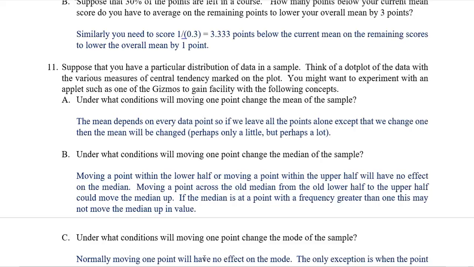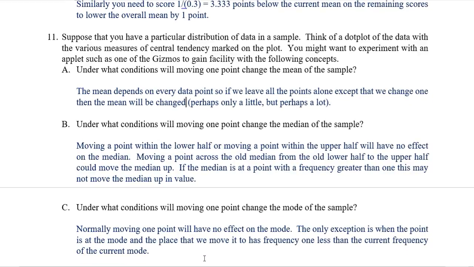Under what conditions will moving 1 point change the mode? Usually moving 1 point will have no effect on the mode. The only exception is when the point is at the mode and the place we move it to then has a frequency 1 less than the current frequency of the current mode, and then you have a new tie. And so then you might have a bimodal situation. But usually speaking, moving 1 point will not affect the mode.